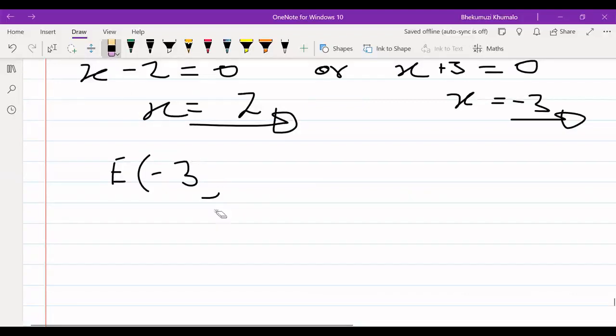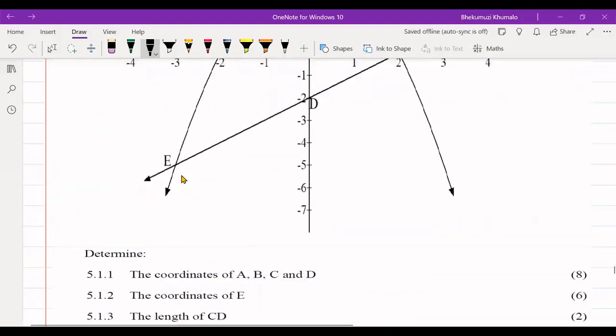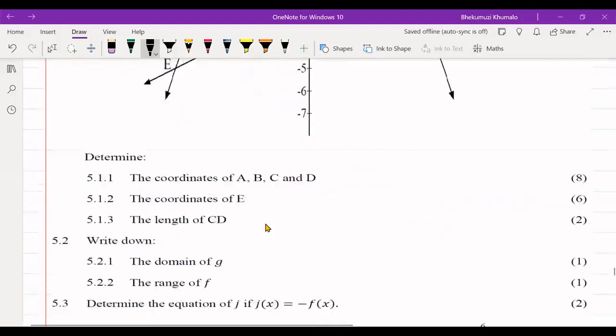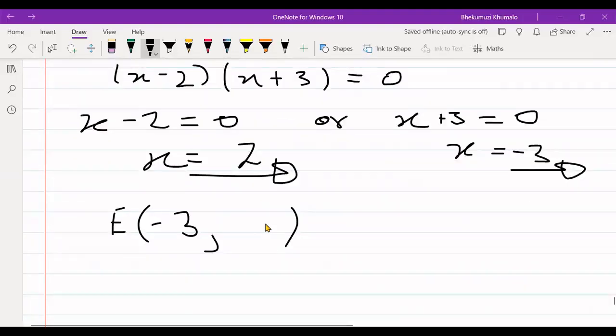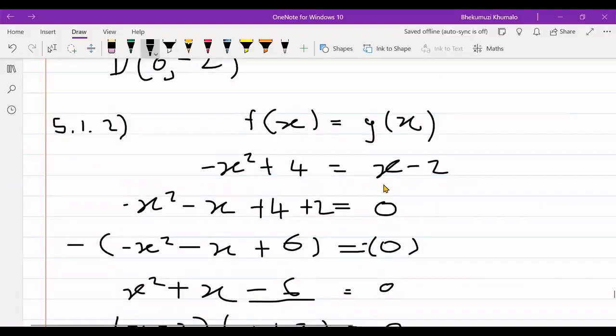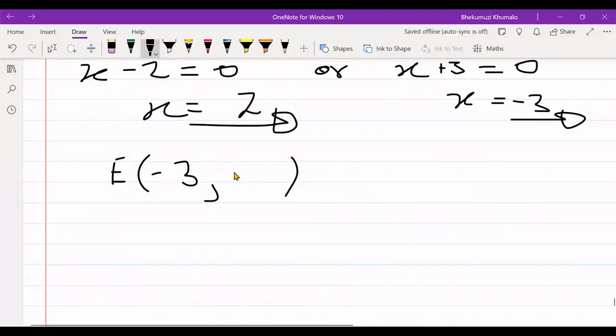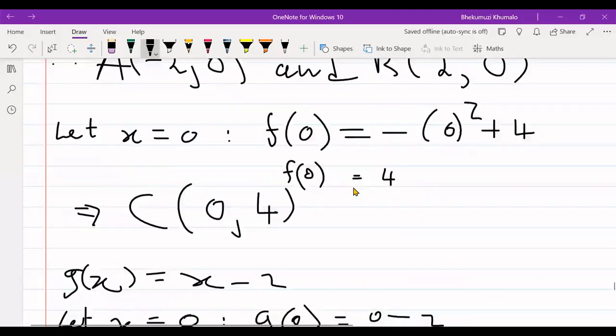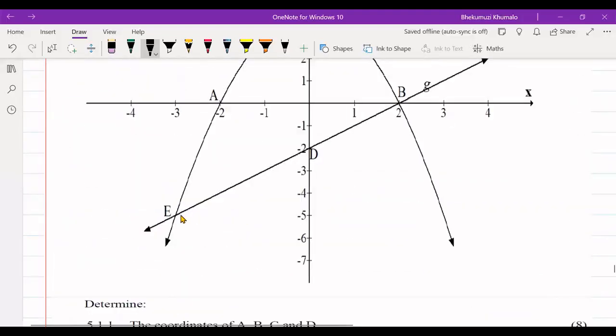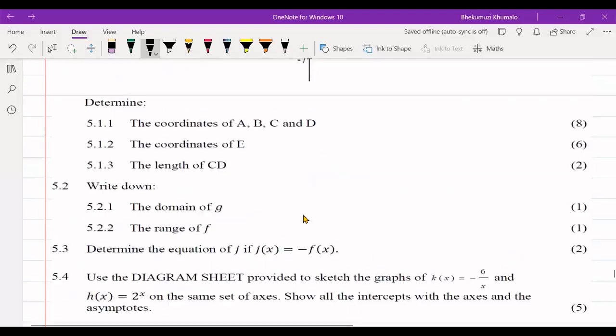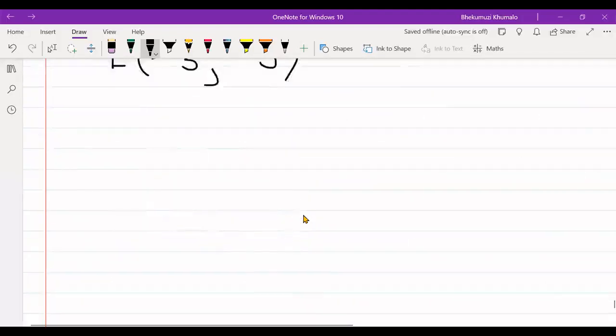But now we need the Y, because E is not an X or Y intercept. So how do we get the Y? We just take any of the 2 equations. We know that X is minus 3, so minus 3 minus 2 gives us minus 5. Now let's see if this corresponds to minus 5 on our graph. Yes, if you look at it, it would be minus 5 and 3. So we can see that it's probably true. So we've just gotten those 6 marks, right? Now 5.3.